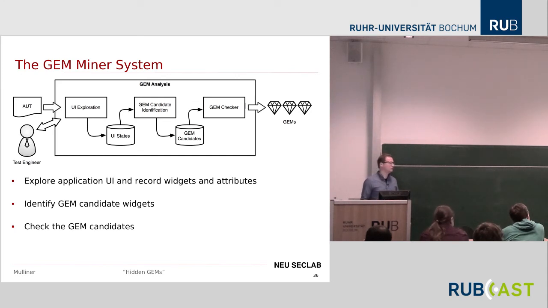And then we actually also do full checking. So we actually try to automatically exploit candidates. And if we see, hey, we can actually use the manipulation to gain more privileges, we know, okay, this UI widget is really a gem and can be abused by an attacker.